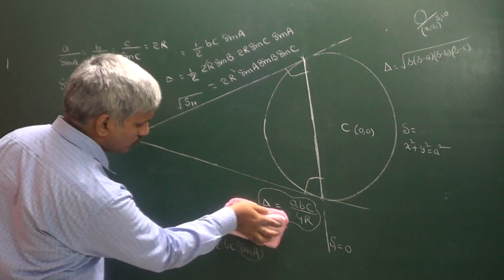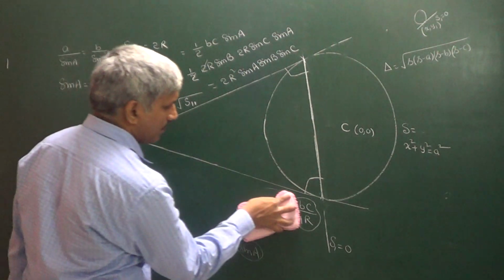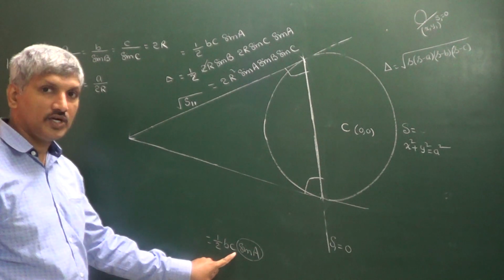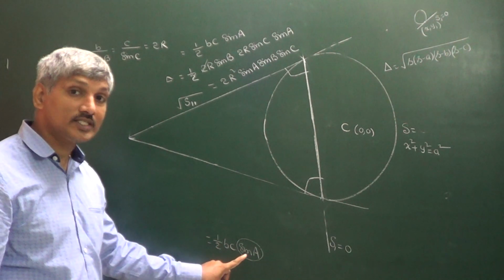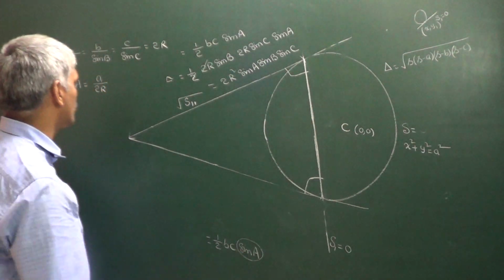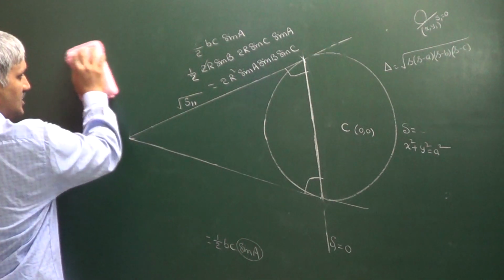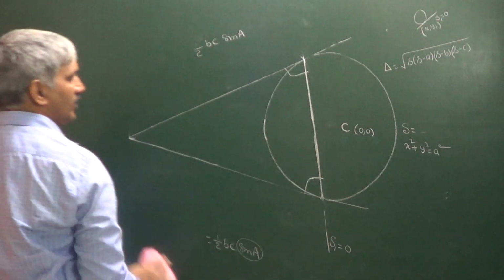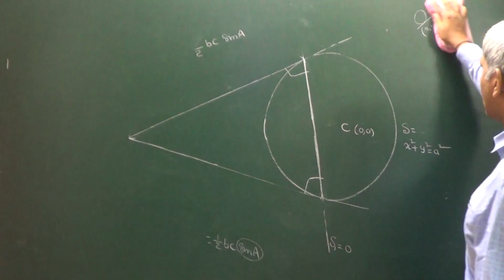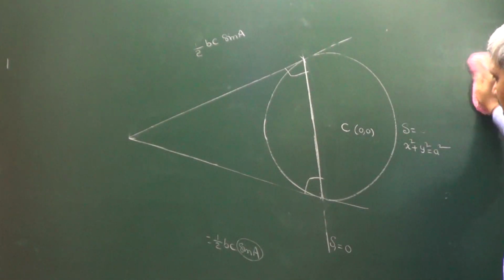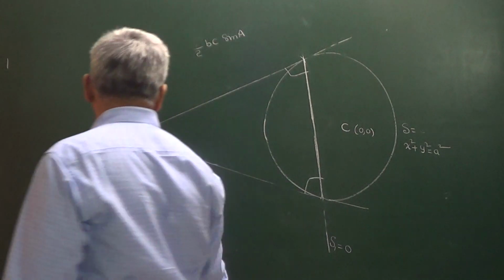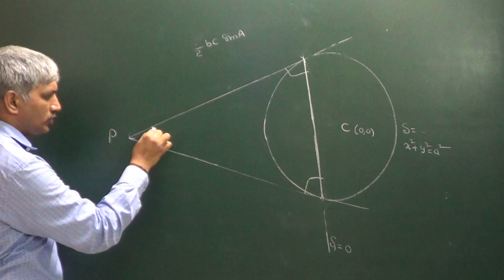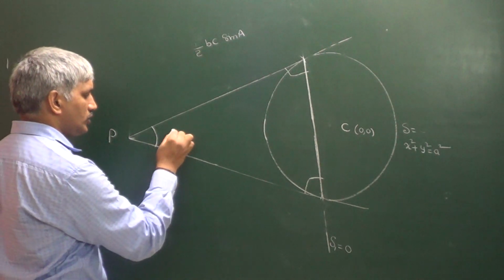So now I am going to use this particular formula: product of the sides divided by 2 into sine of angle between those two sides. Now I am asking you to find the area of a triangle PAB. We have to find out the area of a triangle PAB. As I told, this particular angle is equal to theta.